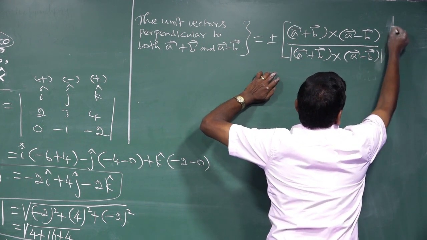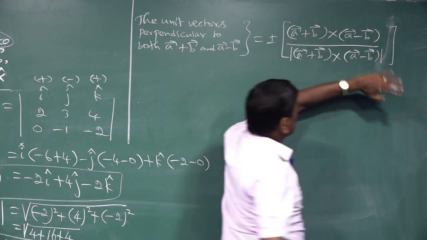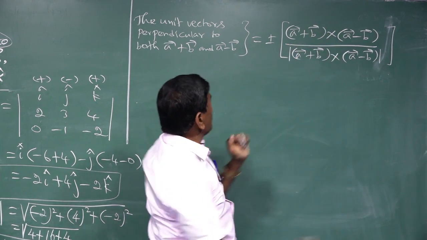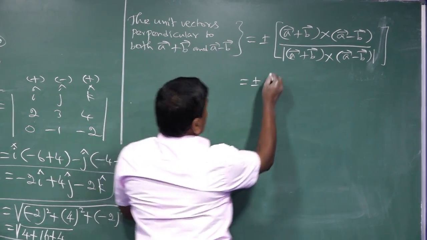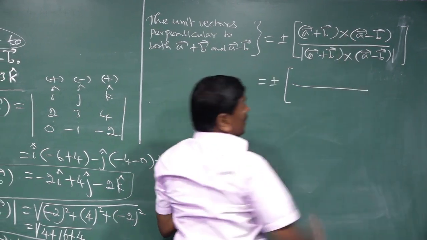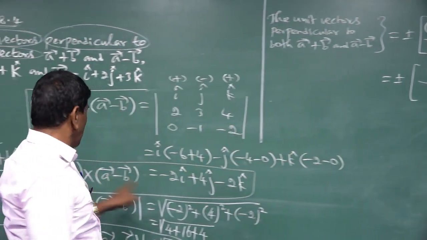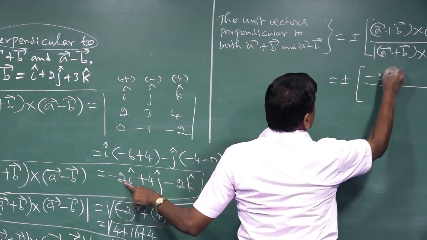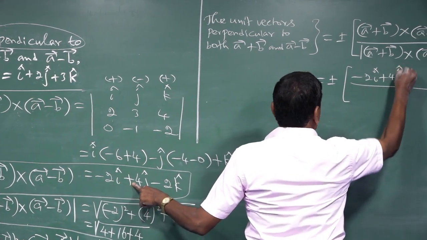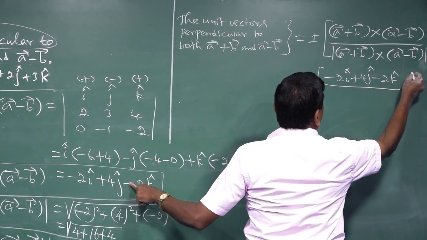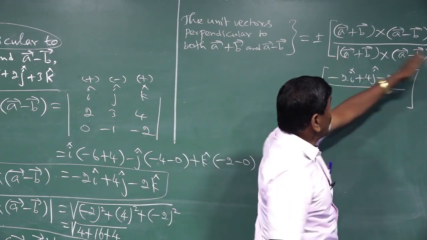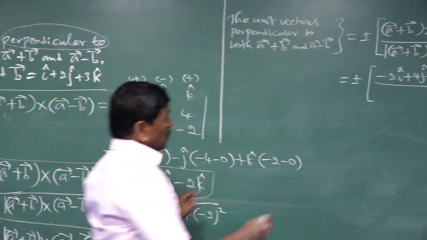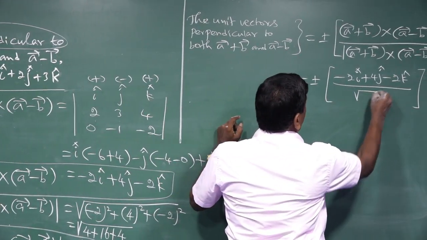Modulus complete, bracket complete. Here it is of the form numerator by total modulus. Now just substitution, which is equal to plus or minus square bracket. What is the numerator? The numerator answer is given by minus 2, 4, minus 2, that is minus 2 i cap plus 4 j cap minus 2 k cap. Complete the bracket, divided by modulus. What is the modulus value? The modulus value is equal to square root of 24.